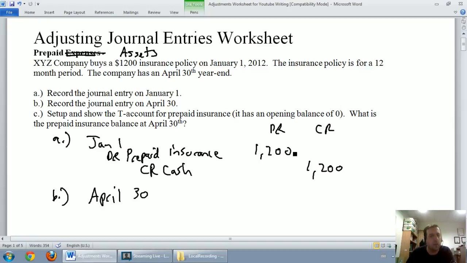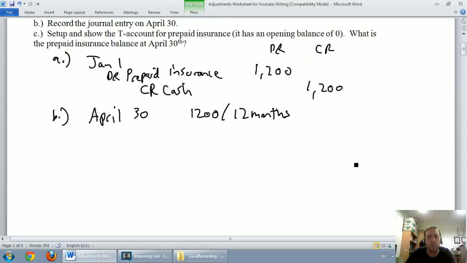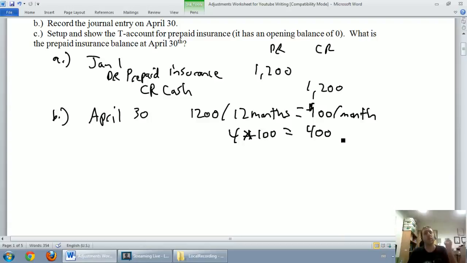So let's go ahead on April 30th and figure out how much of this insurance to expense. I'm going to do it just on the side here. We bought a $1,200 insurance policy that was supposed to last us 12 months. That means our insurance is going to expire at a rate of $100 per month. And we've gone from January, February, March, April. We've used 4 months of insurance. So 4 months of insurance at $100 means we've used $400 worth of insurance. We've used it up. It's expired. We need to expense it.